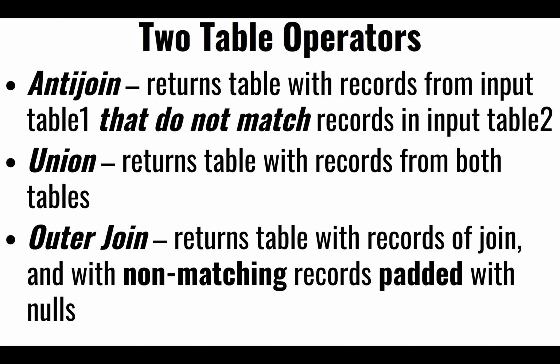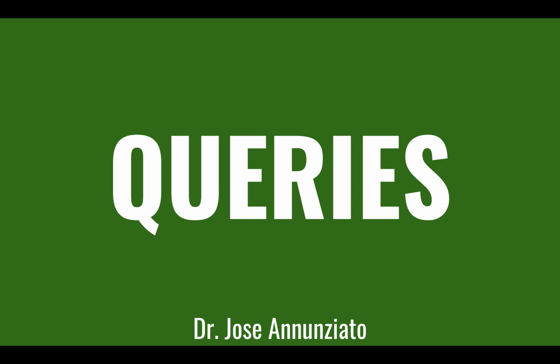Anti-join: sometimes you want the records that don't match the criteria. Oftentimes you care about the ones that meet the criteria, but sometimes you want to know the ones that don't meet the criteria. Or union, outer join. All right, we'll look at each one of them.